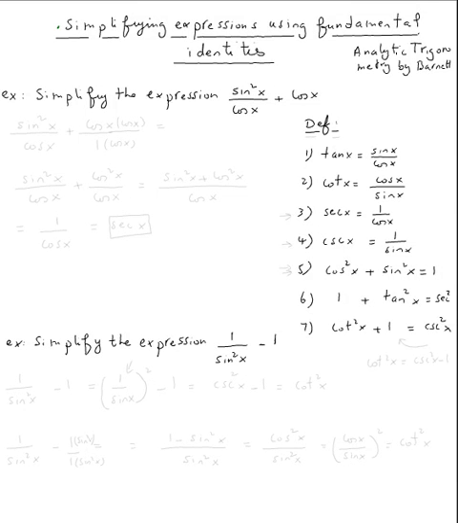The topic is simplifying expressions using fundamental identities. So let's do the first example. Simplify the expression sine squared x over cosine plus cosine.